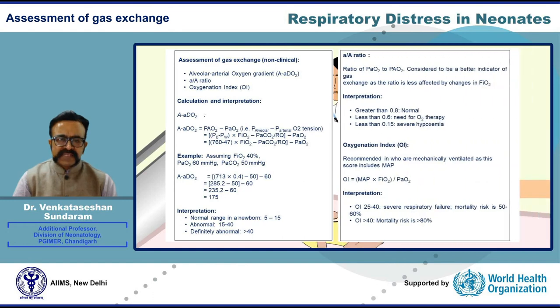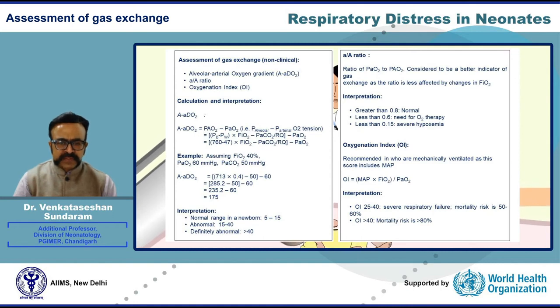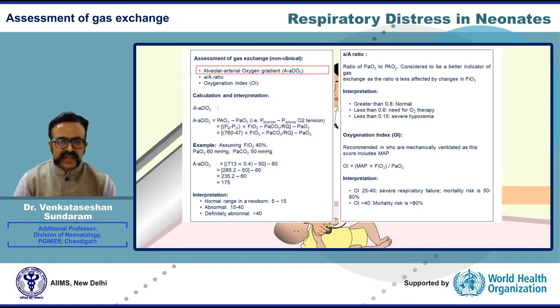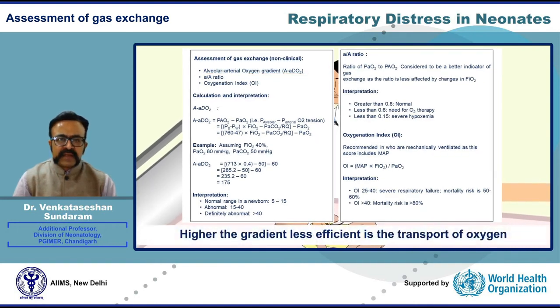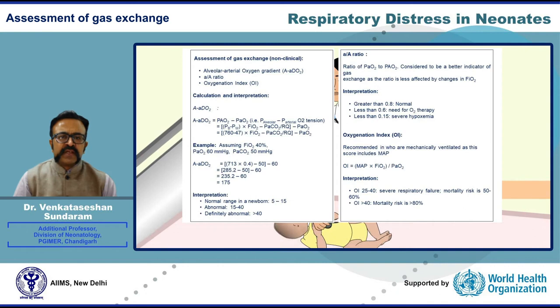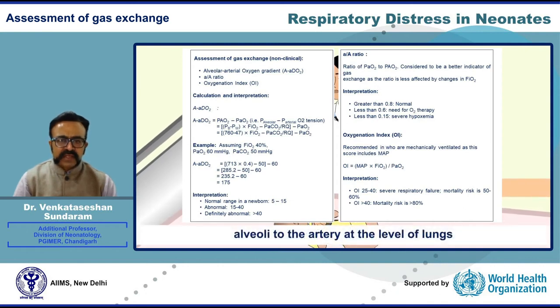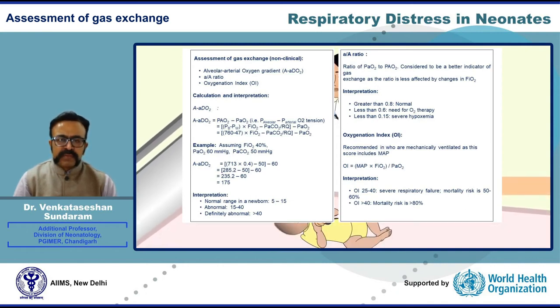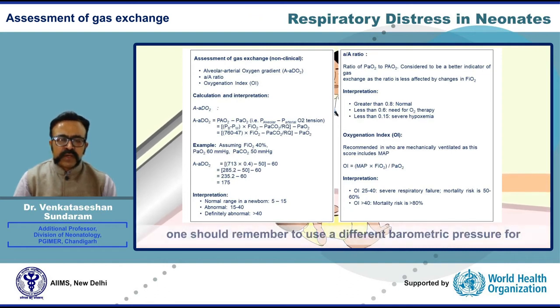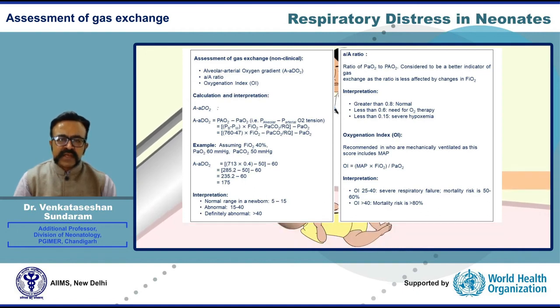Now, gas exchange should also be assessed in a non-clinical manner. Various parameters and indices can be used for the purpose. The most commonly used index is the alveolar arterial oxygen gradient. The higher the gradient, the less efficient is the transport of oxygen from alveoli to the artery at the level of lungs. I would not be describing the details of calculation here. However, one should remember to use a different barometric pressure for your city based on the height above sea level.